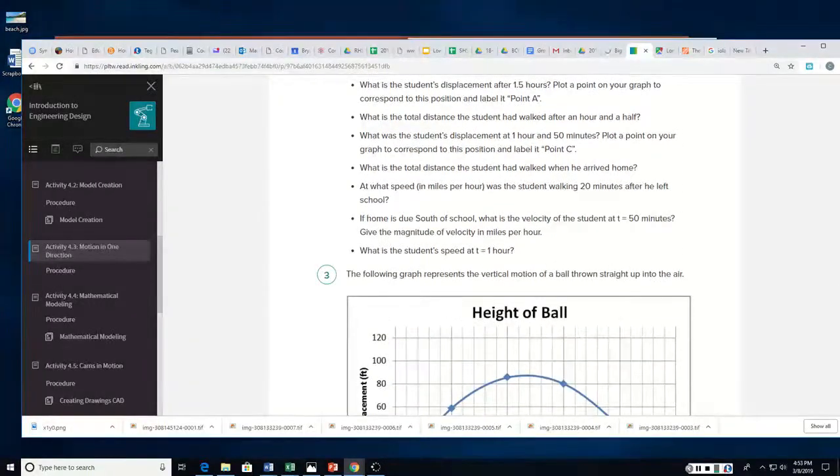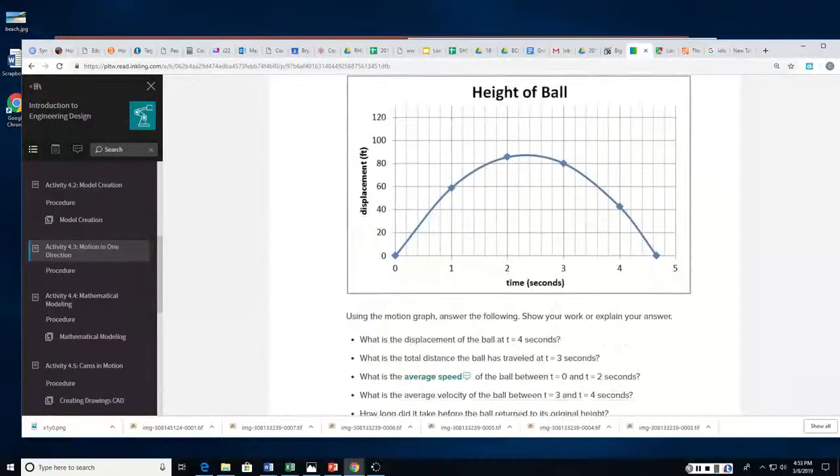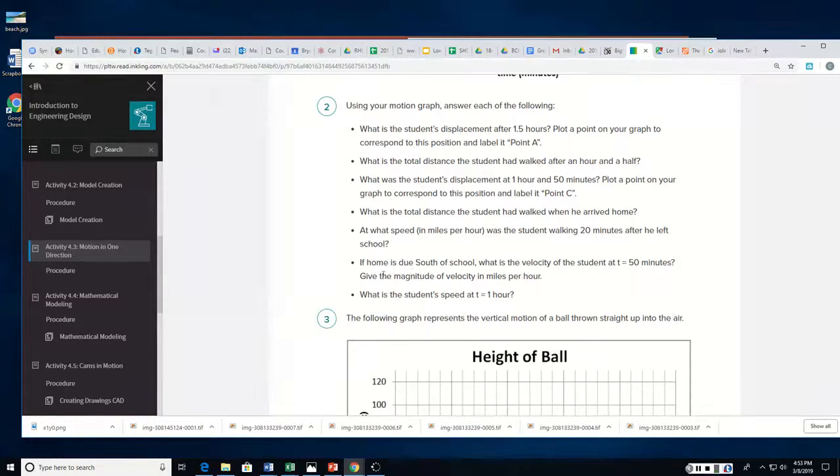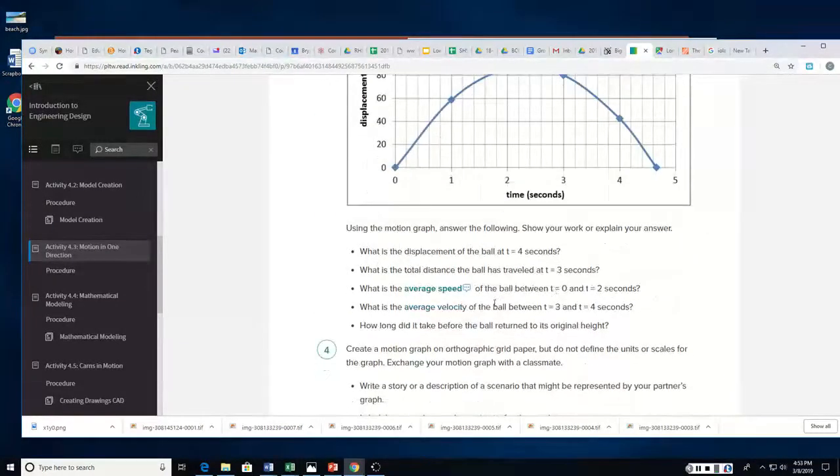So the following graph represents the motion of a ball thrown straight up into the air. Using the graph, what is the displacement of the ball at t equals 4 seconds? Well, here's 4 seconds. Displacement in feet is 40 feet. See that? That's easy, isn't it? Okay, I am going to go back up here. Those are all questions you can answer.